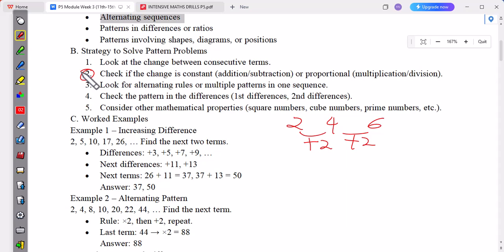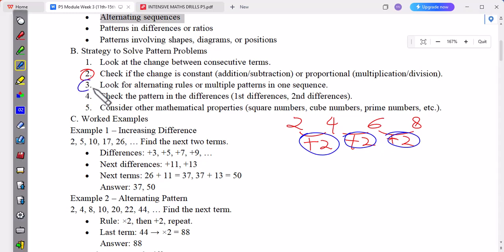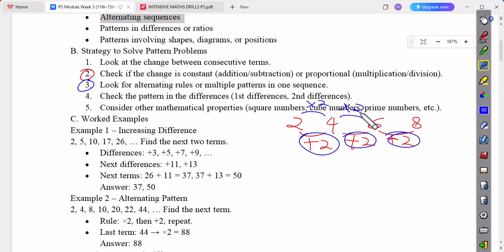So just like what I have said before, if the change is constant, as you can see here, the difference between the numbers keeps at 2, or plus 2, so we can find the pattern of the numbers. And step 3, if the change is not constant, look for alternating rules or multiple patterns in one sequence. So maybe this one can be times 2, but this one cannot be times 2, right? So it means we need to use another rule.